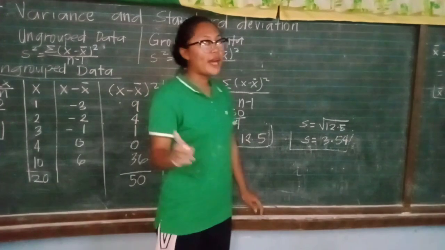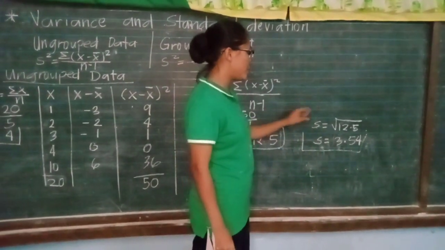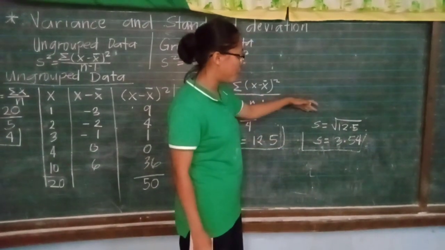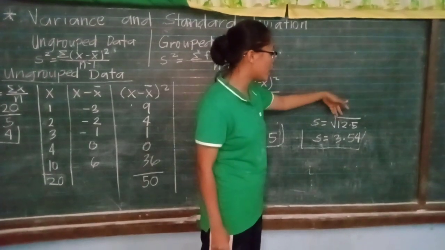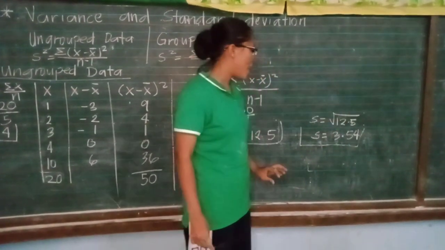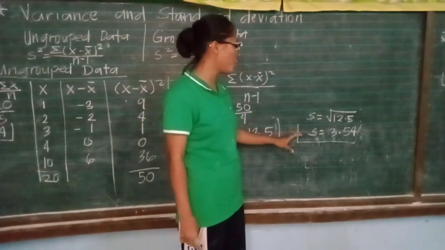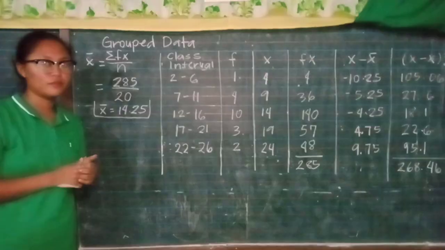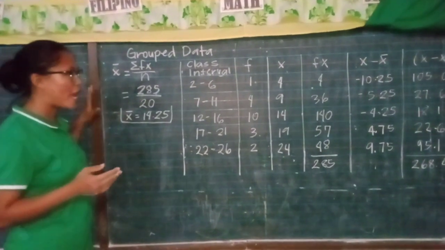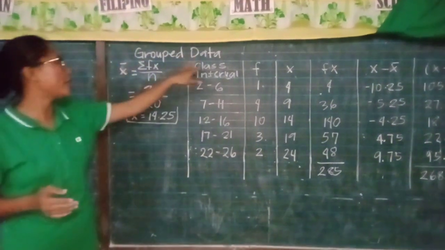To find our standard deviation, we will use this formula, and that will be S is equal to the square root of 12.5, and the total number of our standard deviation will be 3.5. And now we will proceed to our last step and our last formula, and that will be our group data.